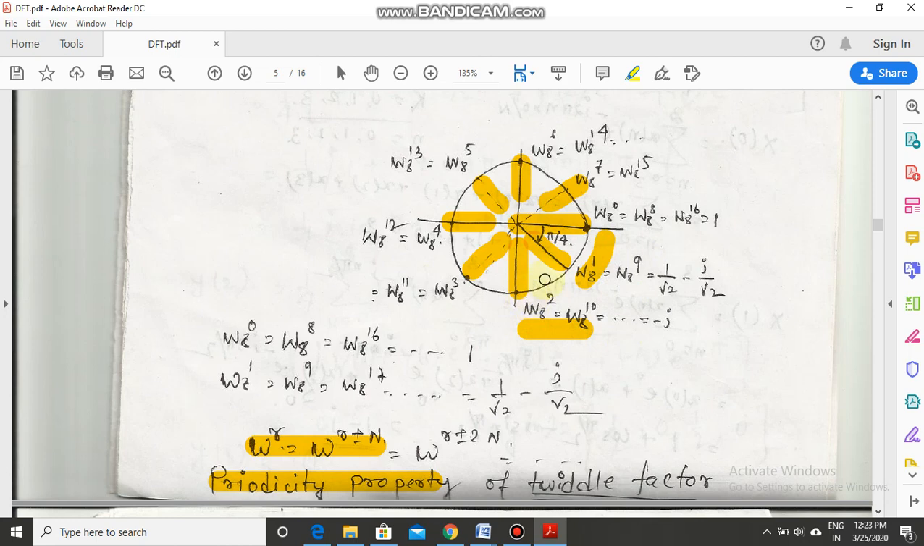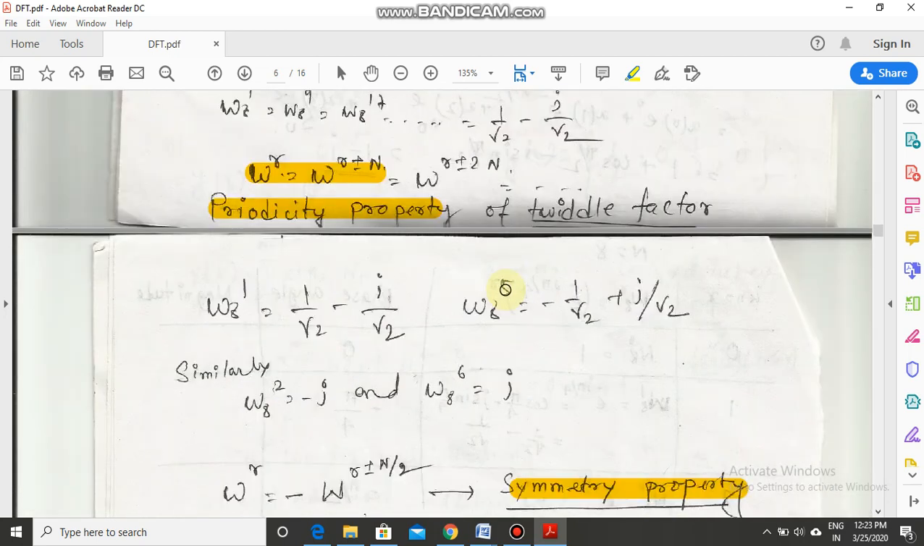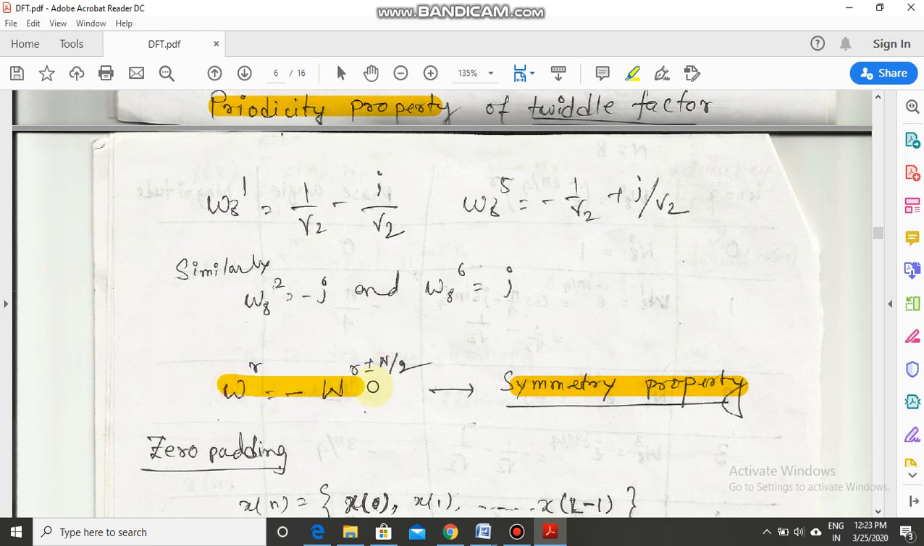And what is the symmetry property? It is very interesting that W8 of 0 is just minus of W8 of 4. See, W8 of 0 is minus of W8 of 4. Similarly, W8 of 1 is equal to minus of W8 of 5, just opposite to that. So this property is called the symmetry property. These two concepts of twiddle factor, symmetry and periodicity, are very, very important in the case of the discrete Fourier transform, because we will use these properties for further calculation of FFT.